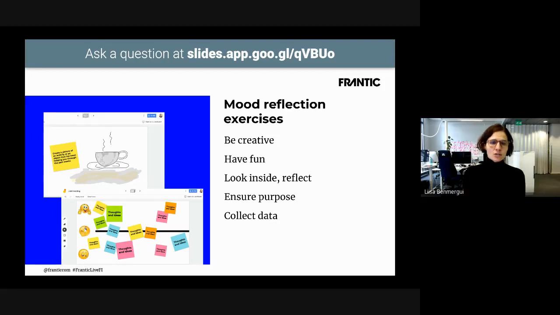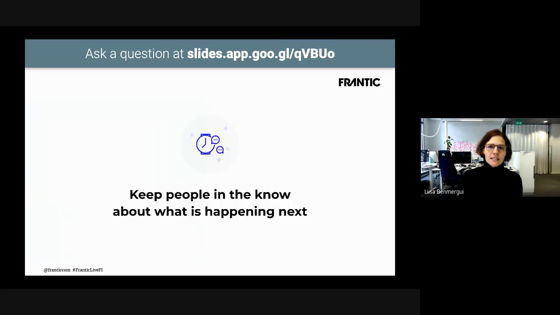You can say some things can be warm-up exercises, but warm-ups can also be fruitful. So I think that everything should have meaning and be meaningful to some extent. As a facilitator, you should be trying to get something out of it as well. I think that keeping people in the know about what is happening next is really important. It seems obvious, but one thing that I've noticed is that, especially in remote, it's hard to keep track of time.